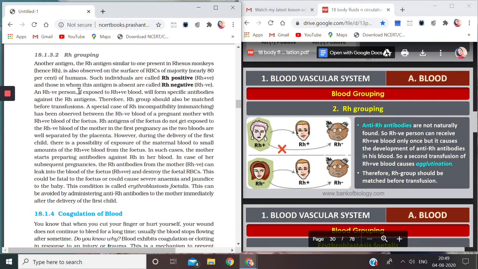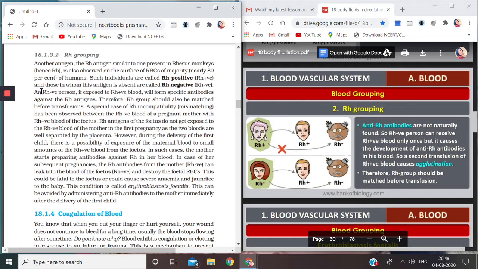The patient was Rh negative, but he was given Rh positive blood by mistake. The blood was Rh positive. So what will happen? It will form specific antibodies against the Rh antigens. Now why? Because this Rh negative person's body does not have Rh factor, right?